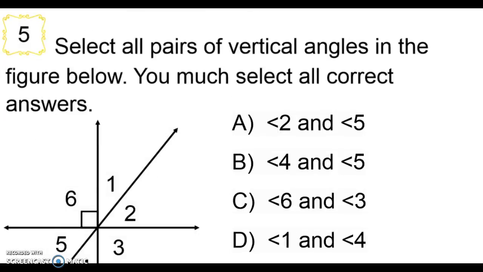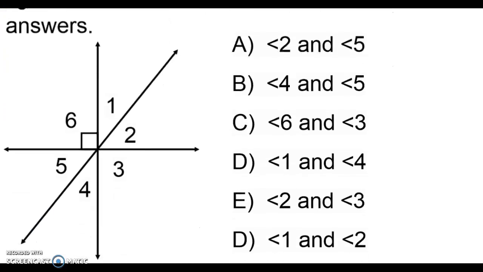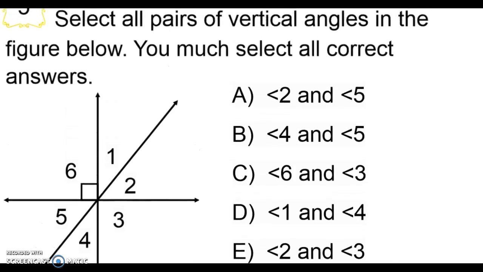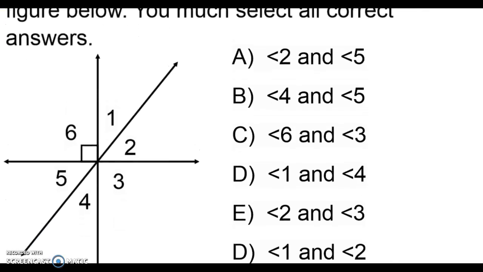Example 5. Select all the pairs of vertical angles in the figure below. You must select all correct answers. Go ahead and answer this on your own. All right, so we know that vertical, and again, I'm sorry, I did scooch it down. It does say vertical angle, so these are angles that are across from each other. So the first one is 2 and 5. So here's 2, here's 5. We can say that angles 2 and 5 are vertical.